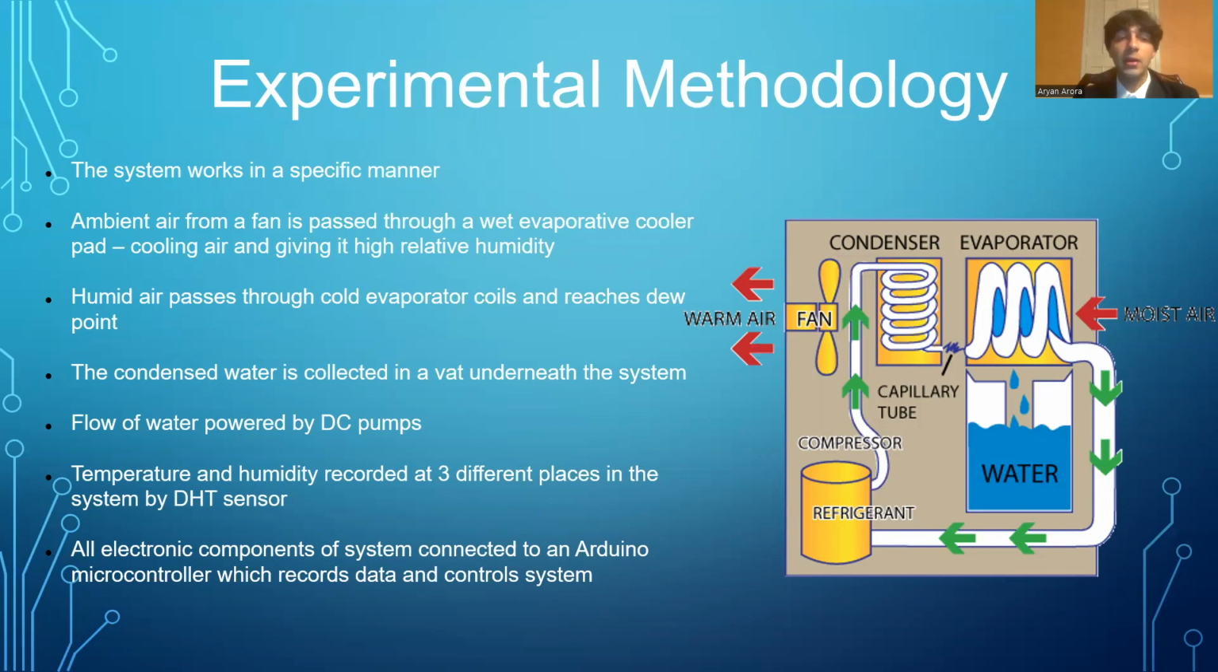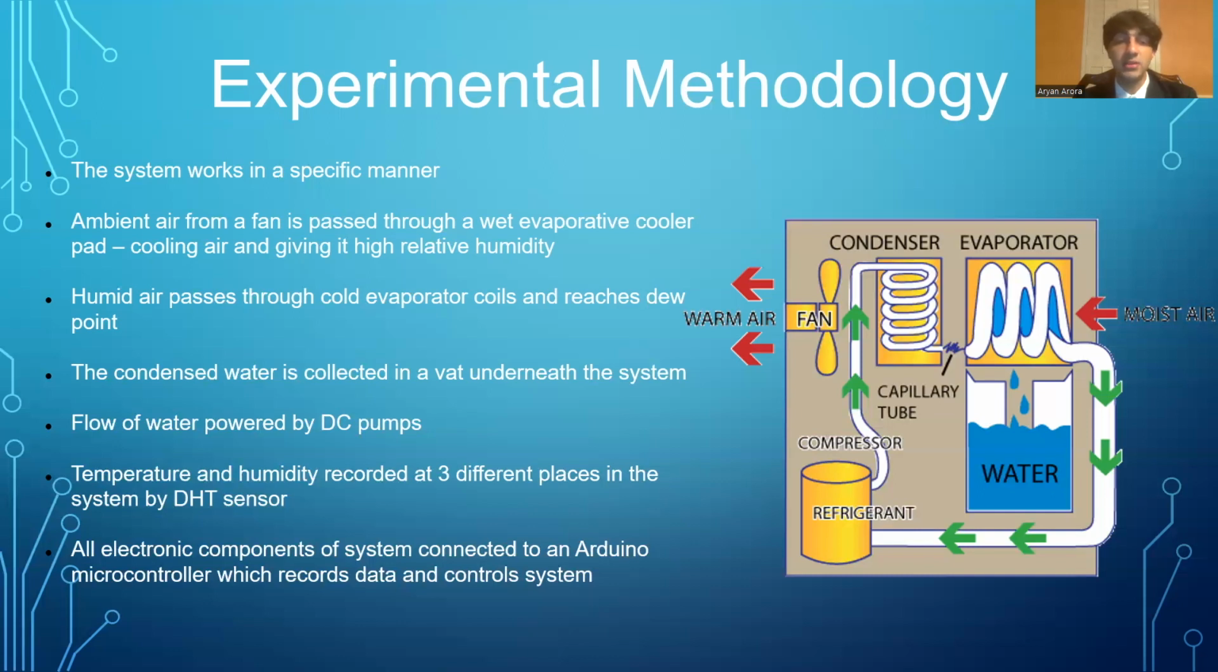And the humid air then passes through an evaporator coil filled with ice cold water, which causes condensation in the humid air onto the coils by lowering its temperature and making it reach its 100% relative humidity, or its dew point. And the condensed water is collected in a vat underneath the system. The ice water flowing through the coils is also powered by a DC pump between the coils and an ice cooler.